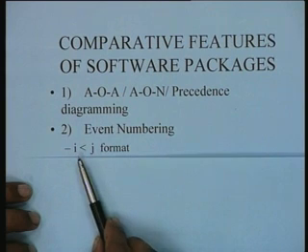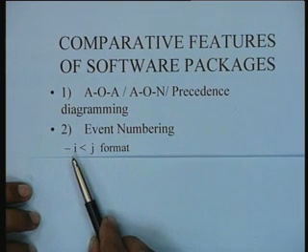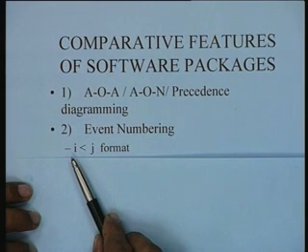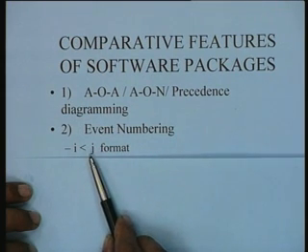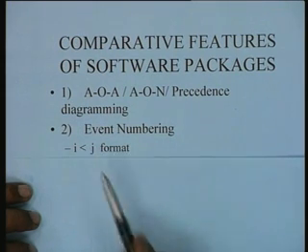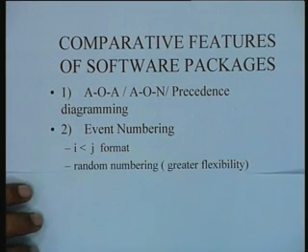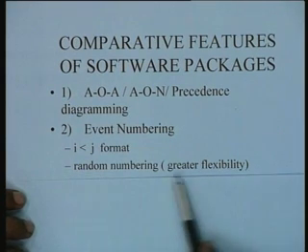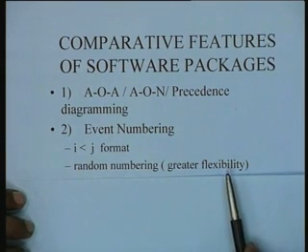That is, each activity is numbered in such a way that the i, the preceding node, is strictly less than the succeeding node. However, it is not necessary that this be done. Some packages permit random numbering, and of course this gives you much greater flexibility.